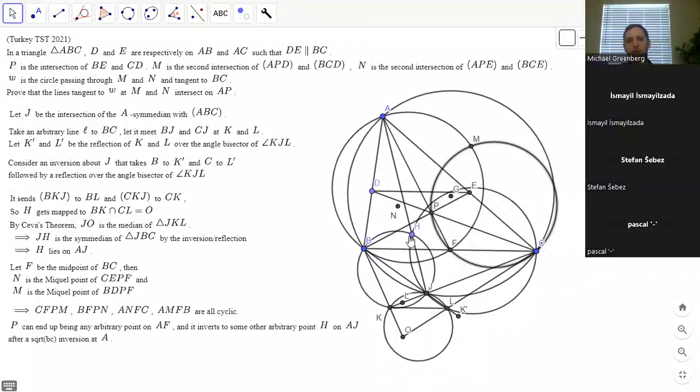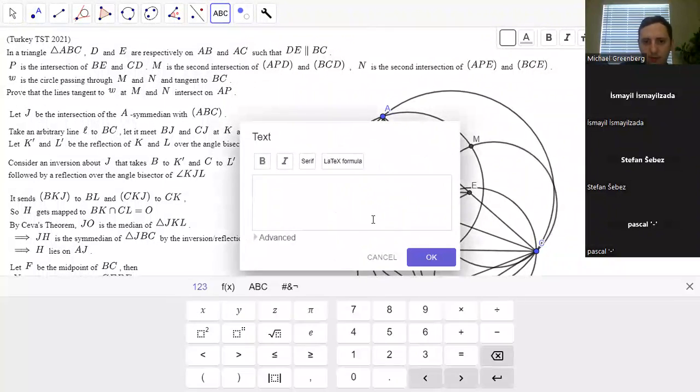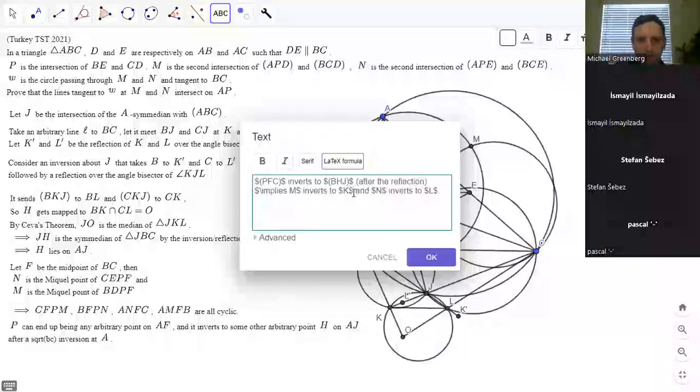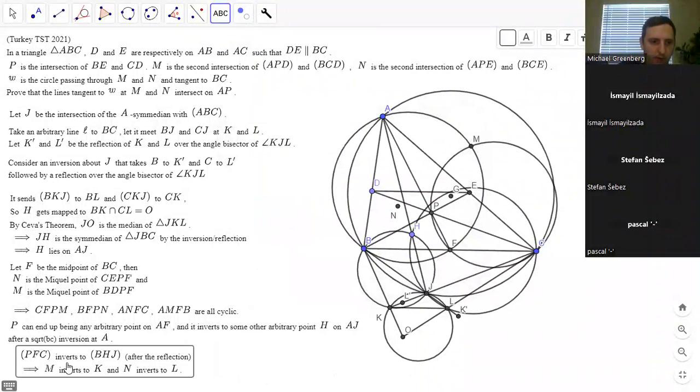Oh, I think if we know that P inverts to H, then yes, this circle is going to invert to this circle. Oh, it just doesn't look like it because I didn't draw H to be exactly the inverse of P. That's why. So yes, PFC inverts to BHJ after the reflection. And that means that M inverts to K and N inverts to L. There we go. So that's why it didn't look right, because I just didn't draw the figure right.